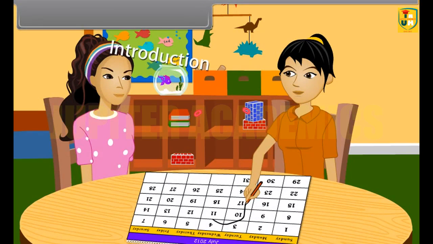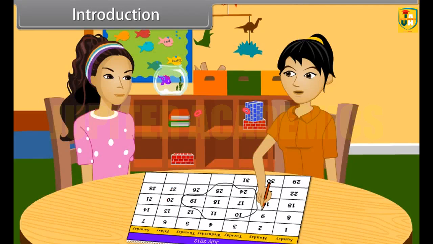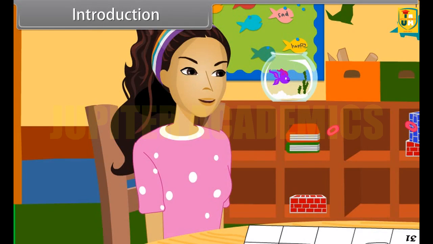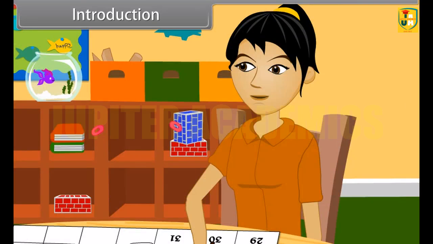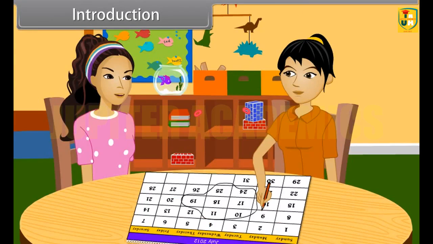Why are you marking circles on the calendar? Actually, I have class tests on these days. I have to note these dates in my notebook. Don't you have any test on the complement of these days? Complement? What does that mean? Oh, you don't know complement? No? Come, I will explain to you.